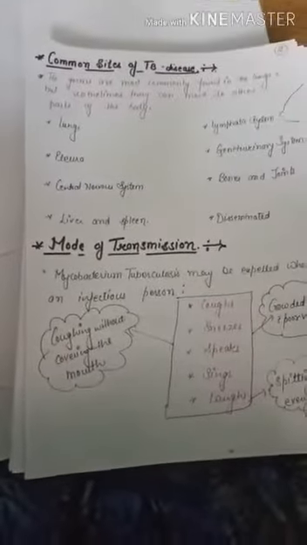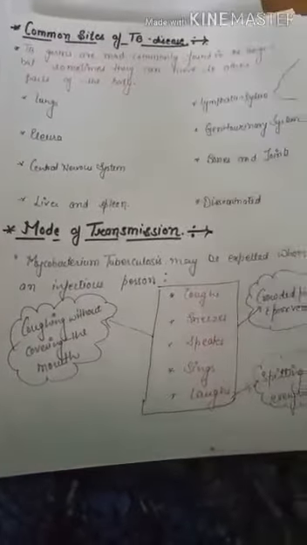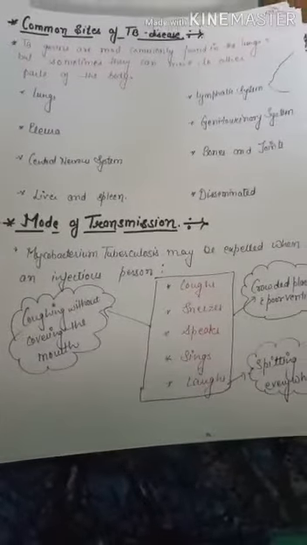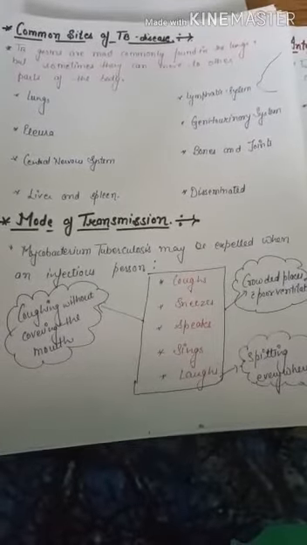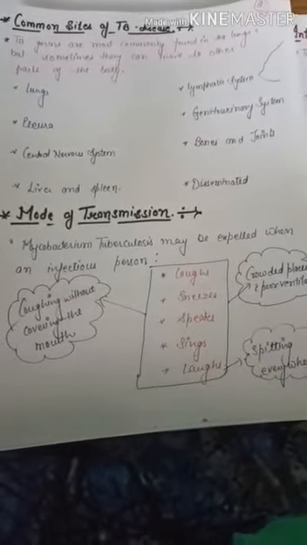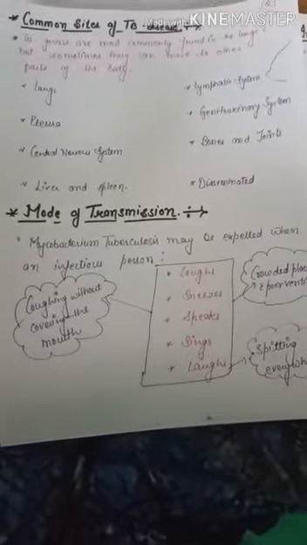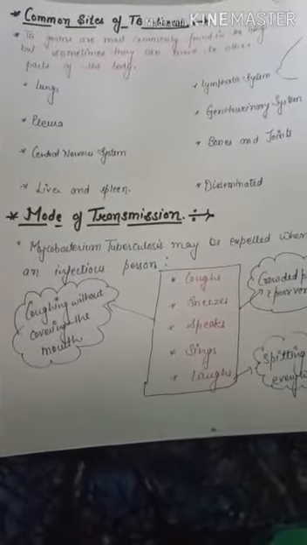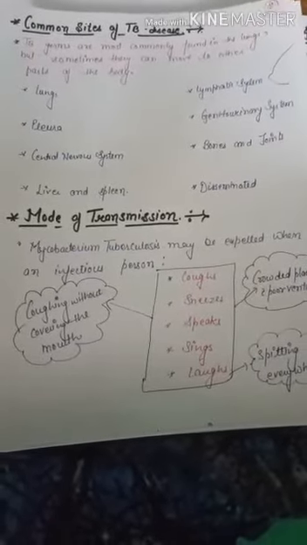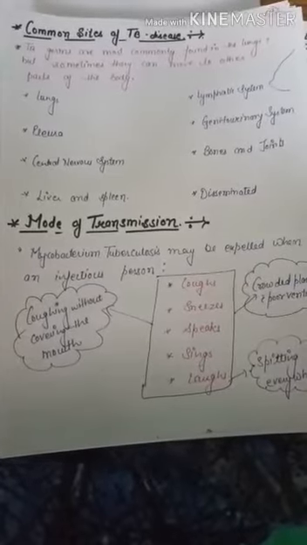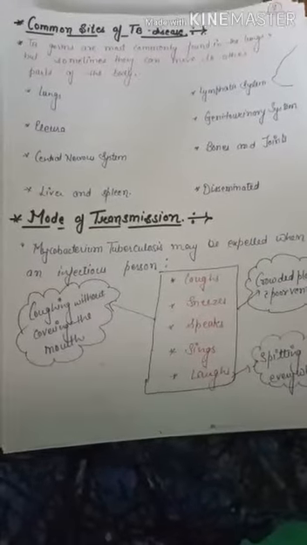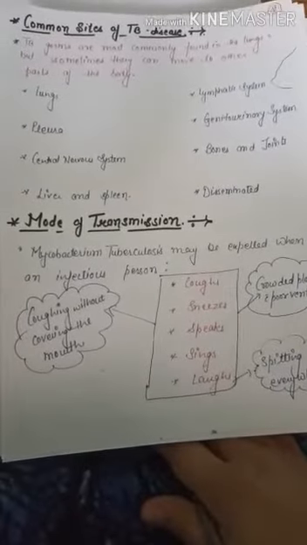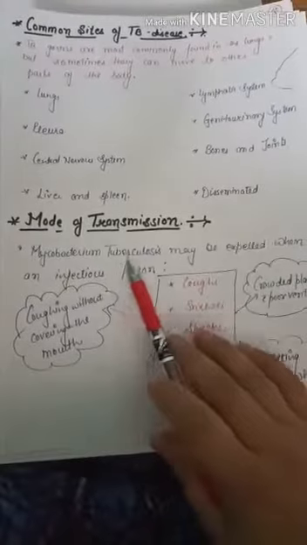And the most common site of TB disease: TB germs are most commonly found in the lungs, but sometimes they can move to other parts also. And the parts affected by TB are lungs, pleura, CNS, liver and spleen, lymphatic system, genitourinary system, bones and joints, and disseminated.